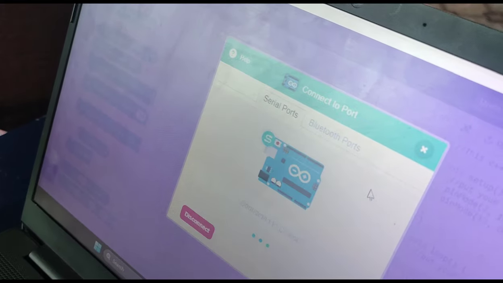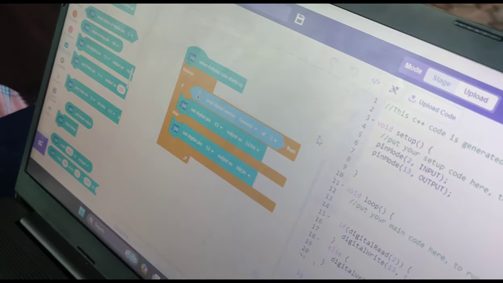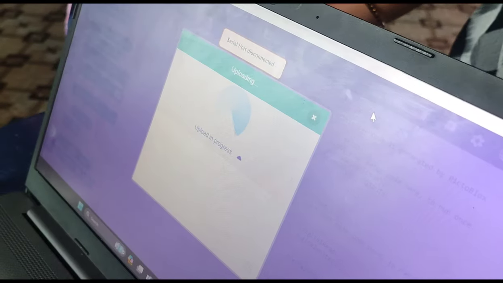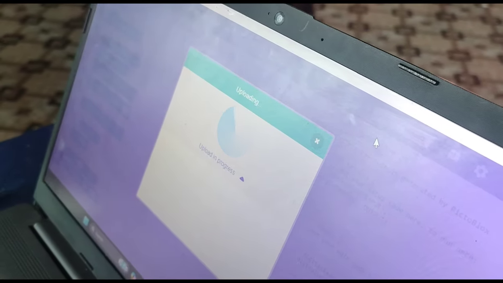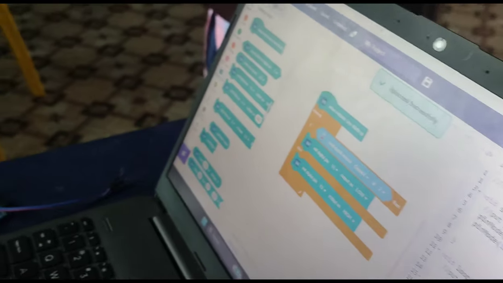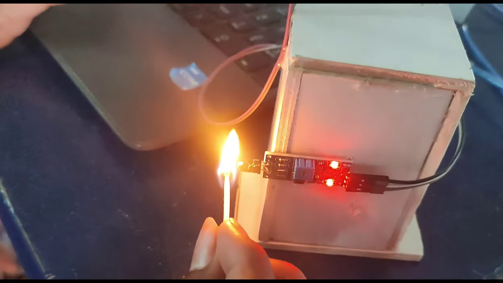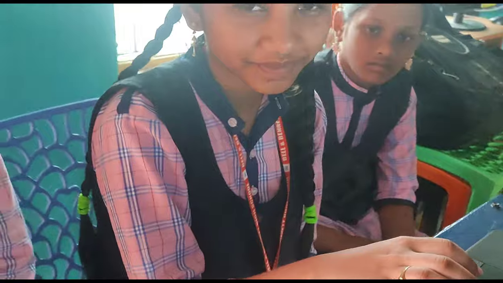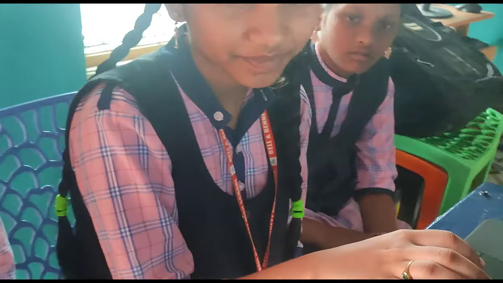Arduino board function. Control unit for processing data from the flame sensor and activating the buzzer. Flame sensor function. Detects infrared light emissions from flames, providing input to the Arduino for fire detection. Buzzer function. Produces a loud alarm sound to alert occupants in the event of a fire.